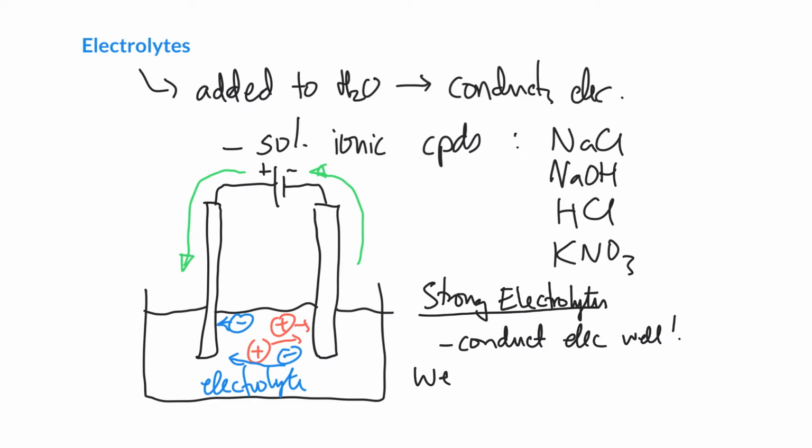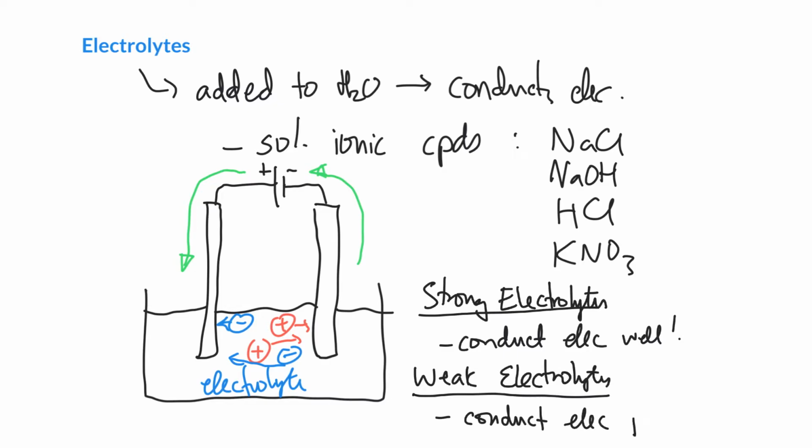We also have weak electrolytes, and weak electrolytes don't conduct nearly as well. If you hooked up a light bulb to this, the light bulb would be very, very dim. So they conduct electricity poorly. The third kind is non-electrolytes. These are things that dissolve in water and do not conduct at all. So they do not conduct.